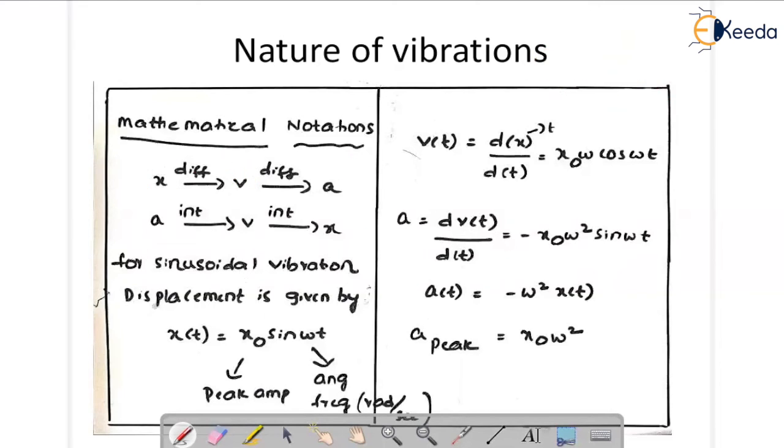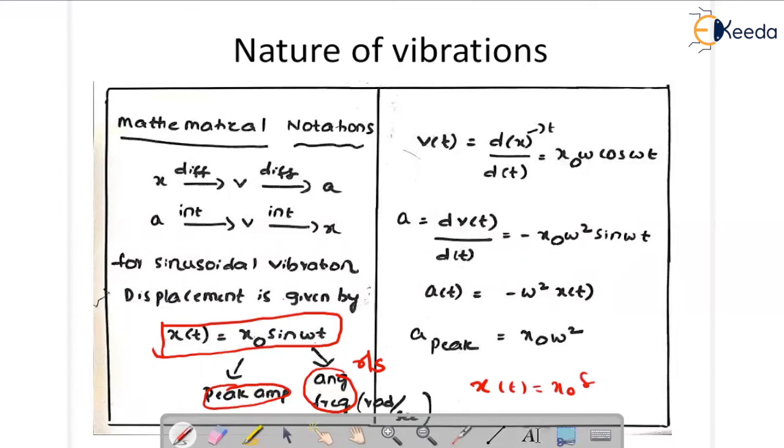Now, for sinusoidal vibrations, displacement is given by x of t equals x naught sine omega t, which is the representation of a sinusoidal vibration signal, where x naught denotes its peak amplitude or magnitude, and omega represents the angular frequency measured in radians per second.